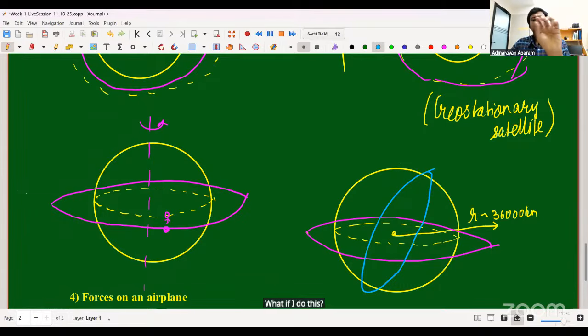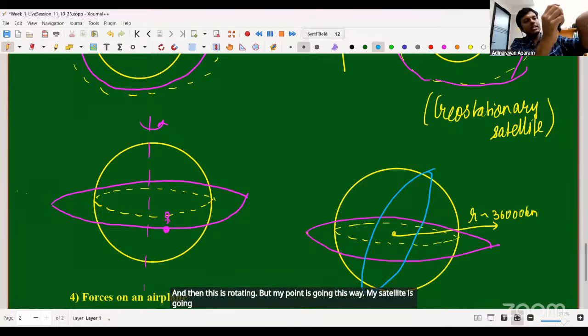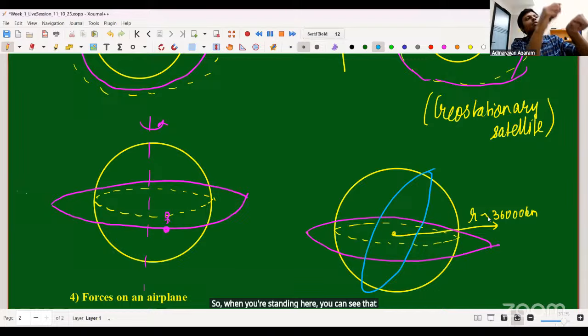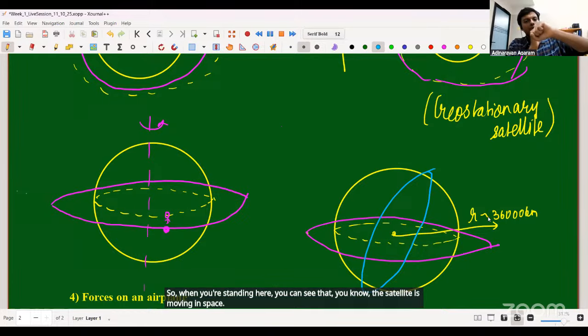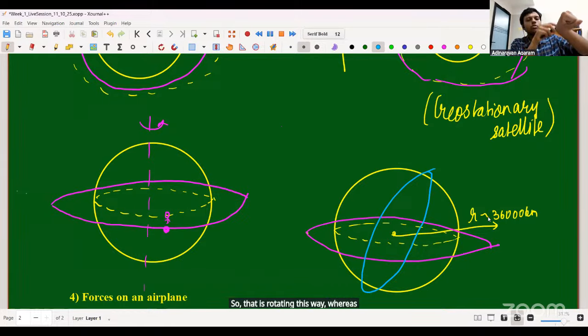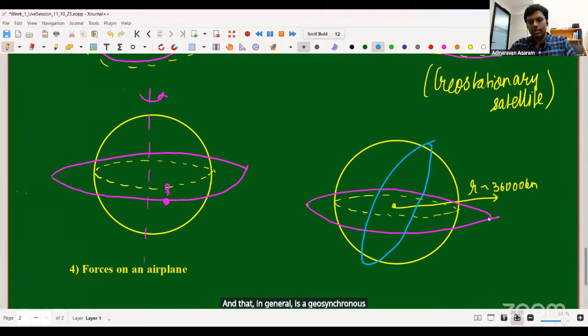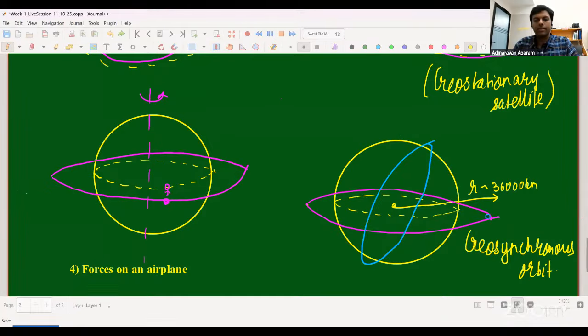Now, as Earth rotates, I say this is a point on the Earth, and this is rotating. But my satellite is going this way, whereas Earth is rotating this way. So when you're standing here, you can see that the satellite is moving in space. And that, in general, is a geosynchronous orbit.